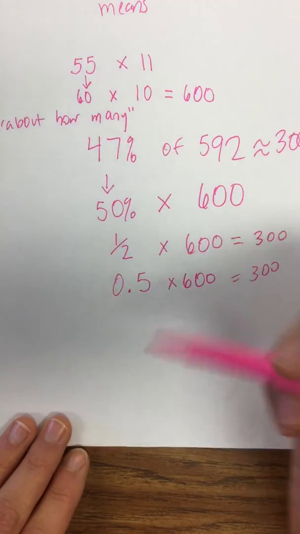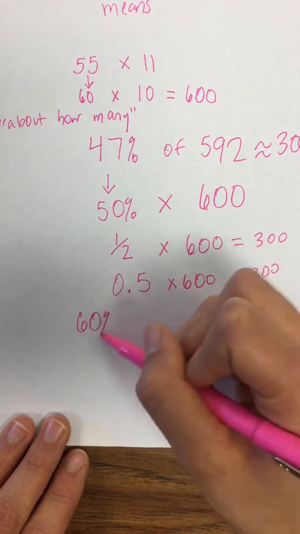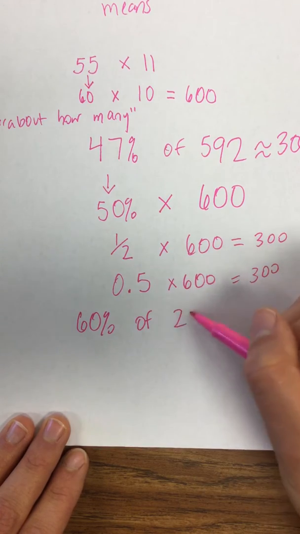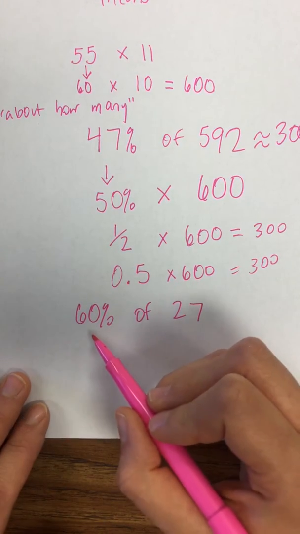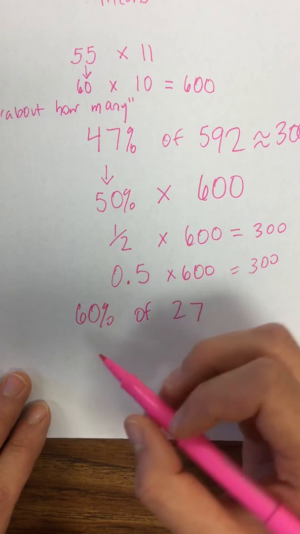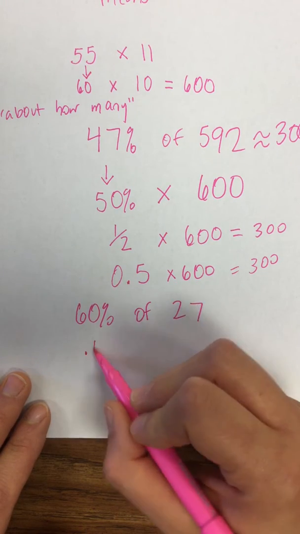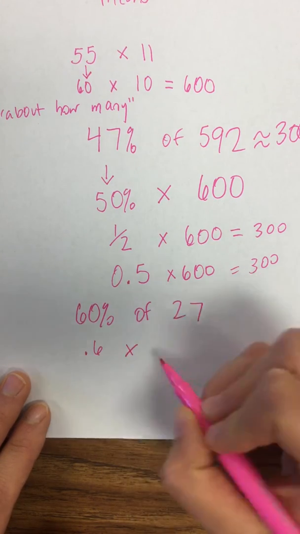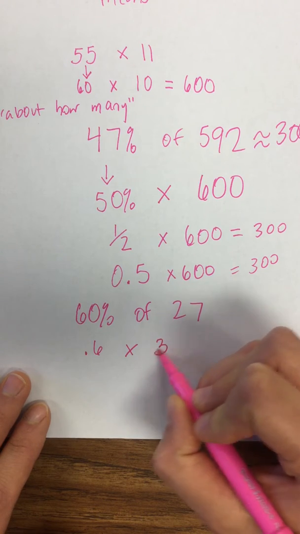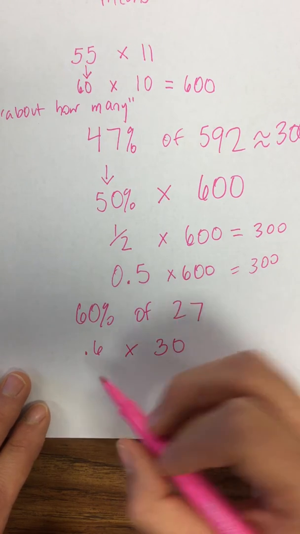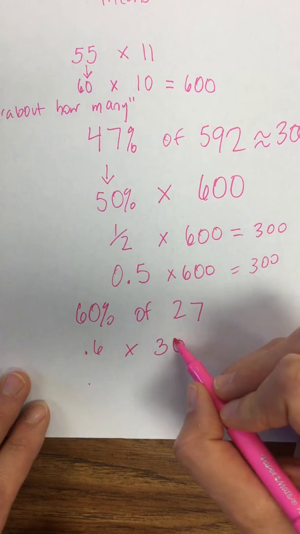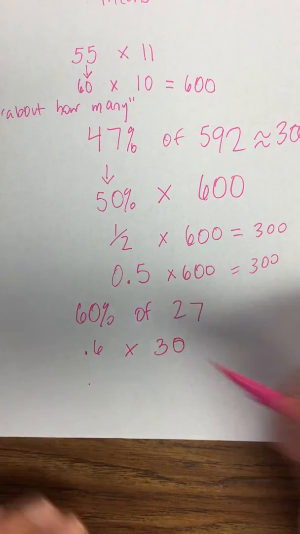Okay, I'm going to do another problem. Let's estimate 60% of 27. If it already ends in a 0, it's probably a pretty easy percent to work with, so you could definitely leave it as that percent. Of 27, I'm going to round that to 30. You could also round it to 25. Either one would really work. I just prefer to go up to 30 because that's easier for me to do.